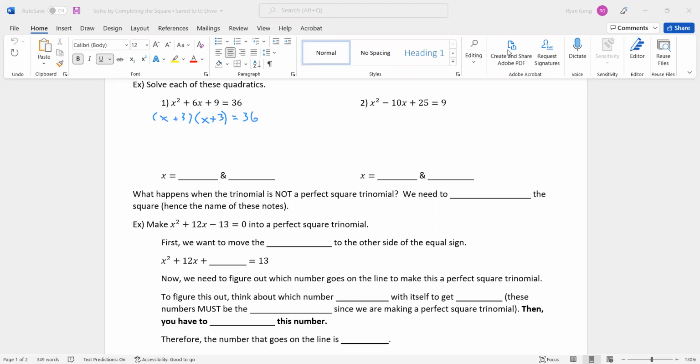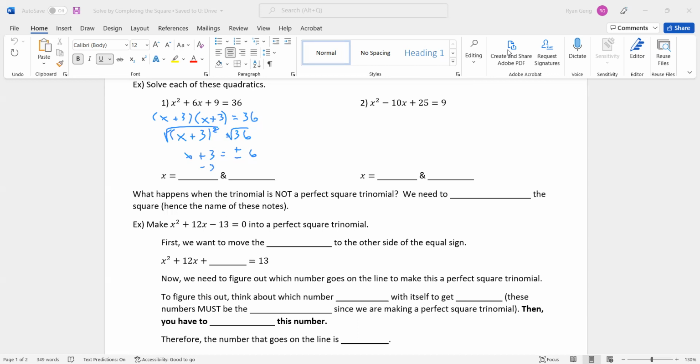I factored it, but I knew that it had to be the same factor. So x plus 3 and x plus 3. I'm going to rewrite that as x plus 3 squared. And now what I'm going to do is I'm going to take the square root of both sides. And that cancels the radical and the squared. So I'm going to have x plus 3. Now, make sure you catch this. Square root of 36 is plus or minus 6. Now we have to include that plus or minus 6. Okay.